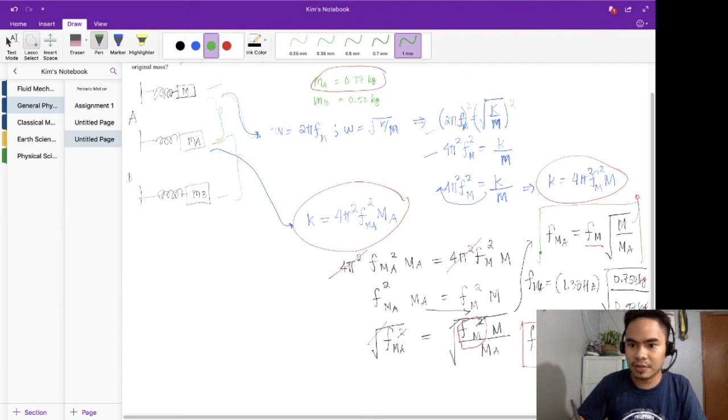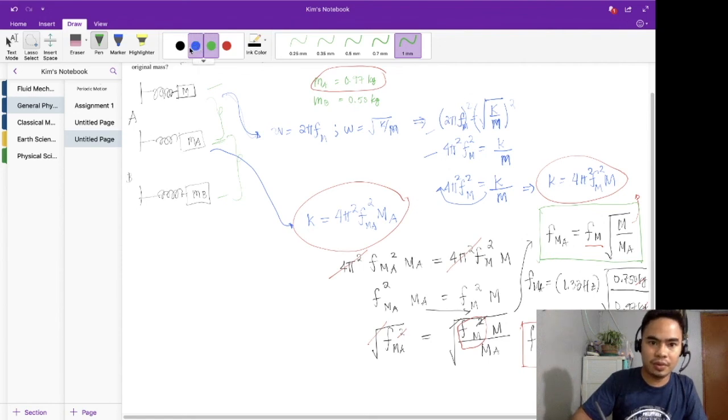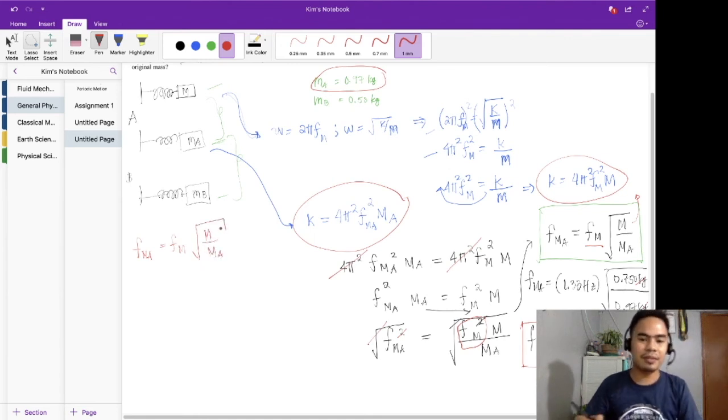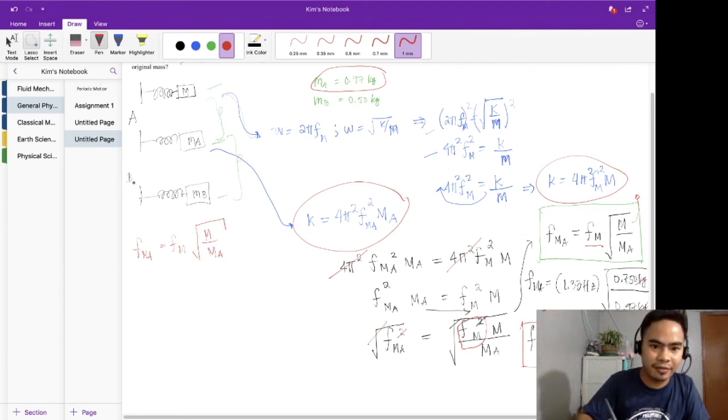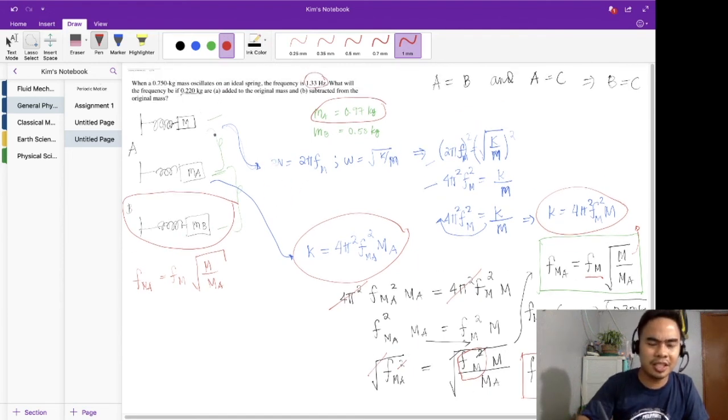Okay, this final equation that you have here, you are still going to arrive at the same equation. I think I should put it in red. So you have f of m sub a is equal to f of m, the square root of m over m sub a. Okay, but this time around, since you are asking for case b, meaning the case in which you deducted, how much was it, 0.220 kilograms.